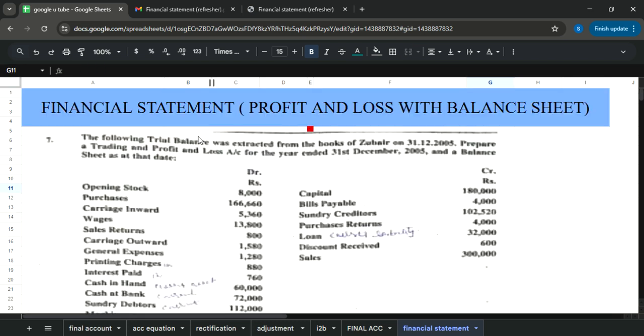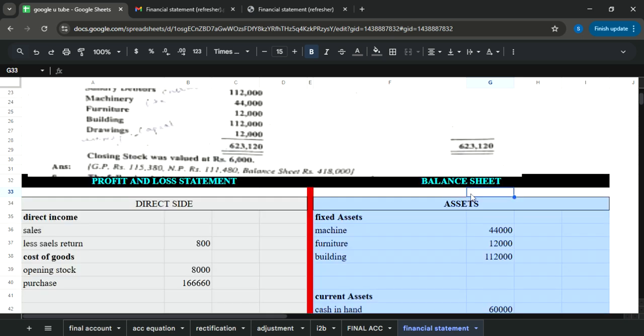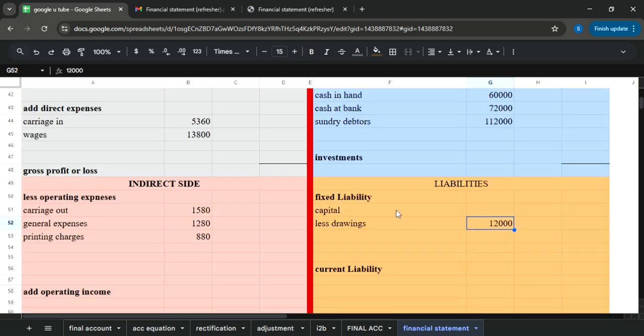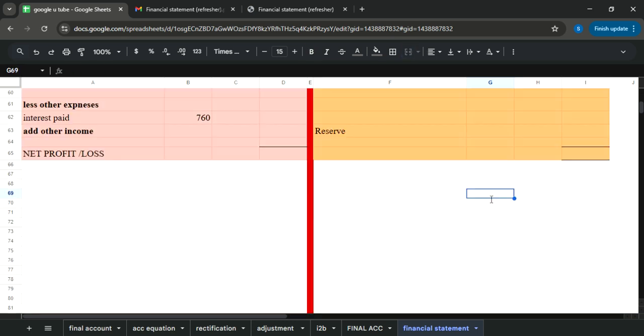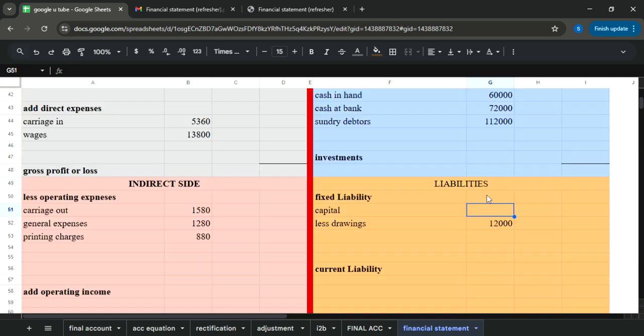We will now focus on right side, that means your liability side or credit side. Capital 180,000, part of fixed liability. Here we have already mentioned capital. The amount of capital is 180,000. So you will come and write 180,000 in front of capital.